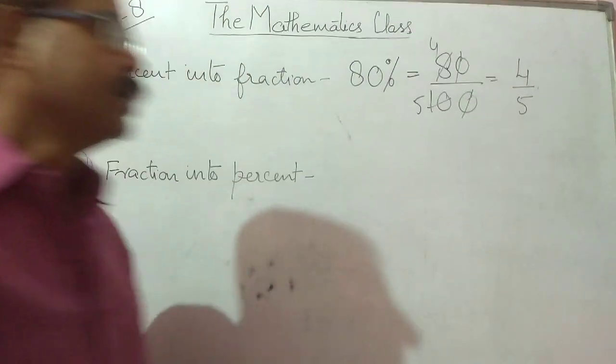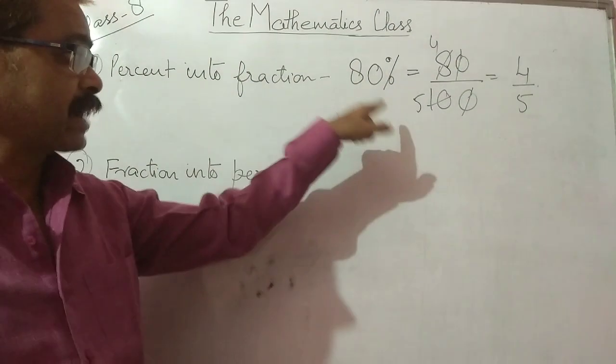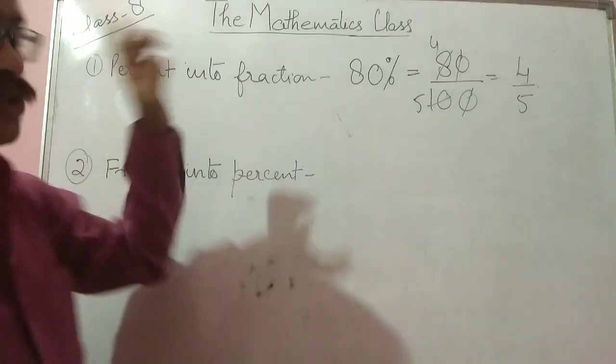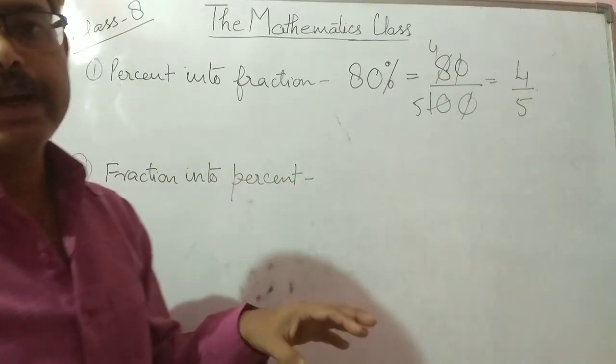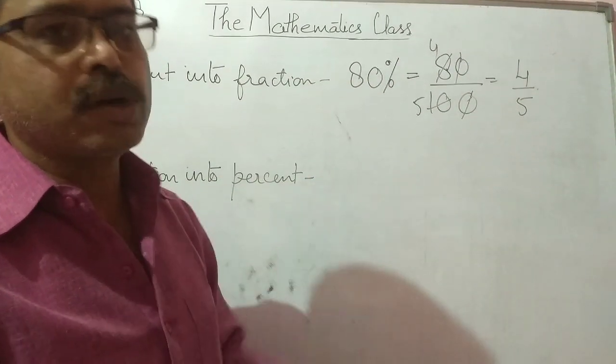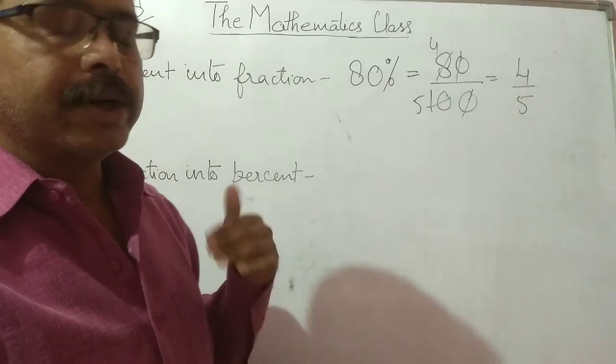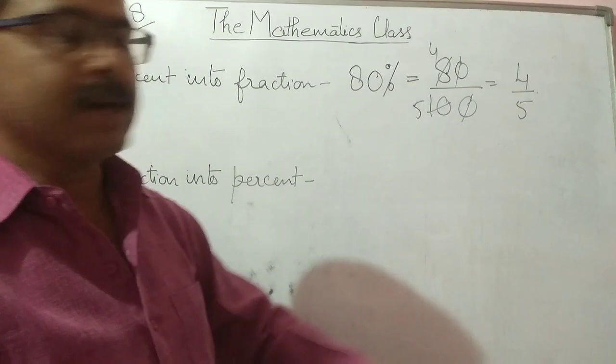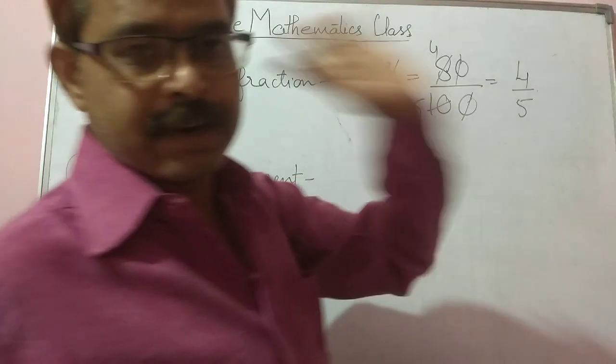Now this has been written as a fraction. Percentage into fraction. So what you need to do? Simply write the given percentage with denominator 100. Reduce it to the lowest terms, and whatever comes is your fraction or it is the final value.